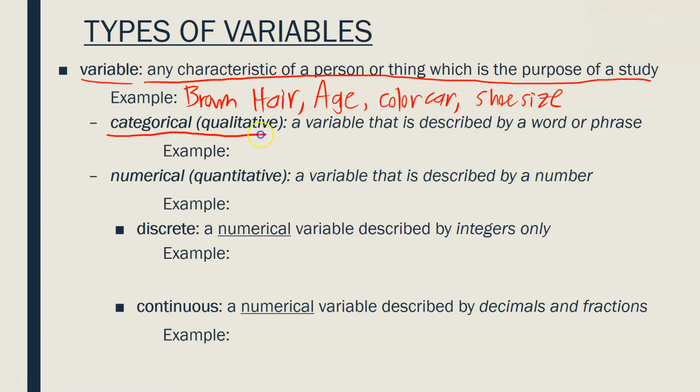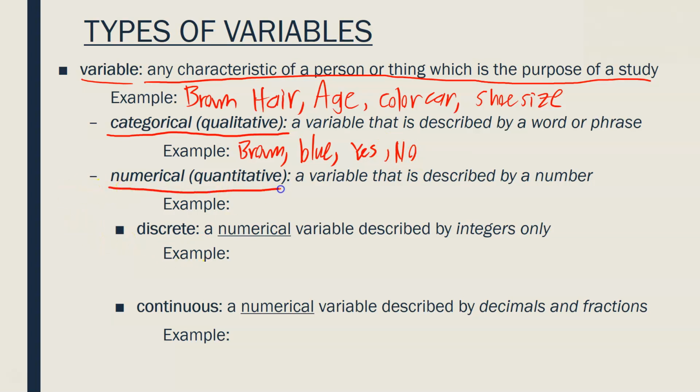A categorical variable, or a qualitative variable, is a variable that is described by a word or a phrase. So like something like color, like brown hair, or a blue car, or yes or no, like employed or not employed. That is a categorical variable. It's described by a word or phrase.